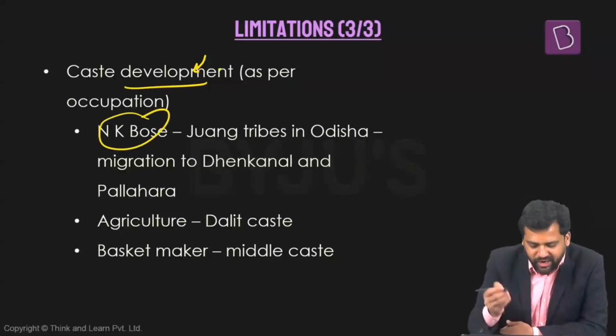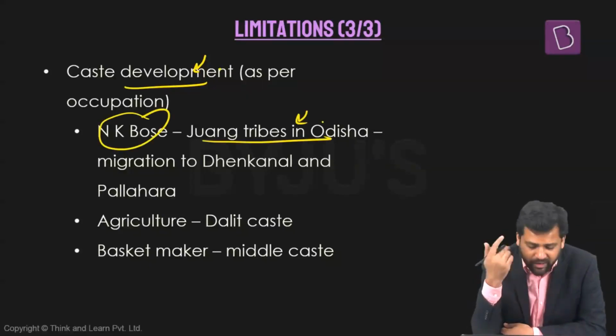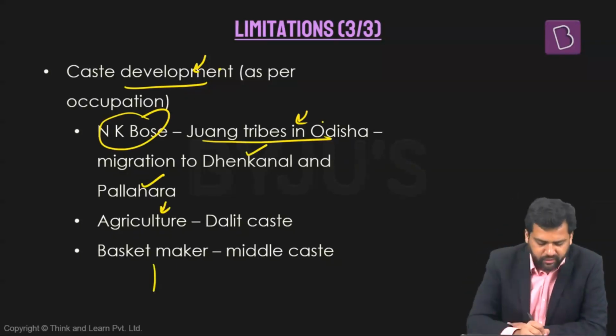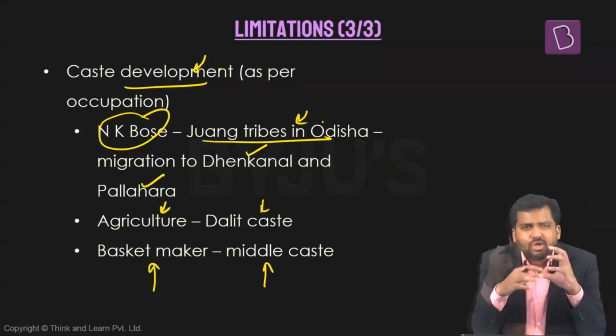There was a study by Bailey, and he finds that Juang tribes in Odisha migrated to different places. Some of them migrated to Keonjhar, some of them migrated to Palahara. And depending on the kind of occupation that they took up, they're given a particular caste. If they're taking up agriculture, they're assigned a particular caste. If they're becoming basket makers, they're given a particular kind of caste. So these are some of the variations that we are seeing.